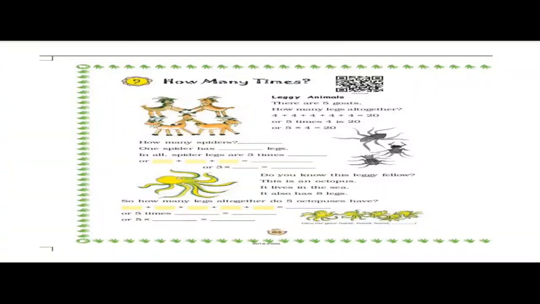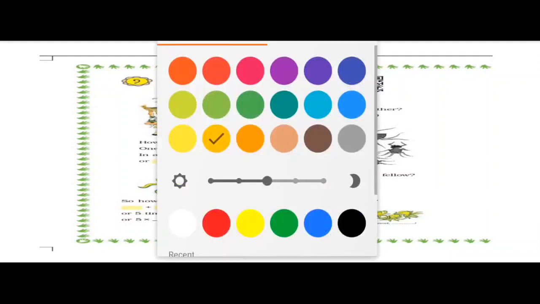Children, this is the first page of the chapter. The name of the topic is leggy animals. There are 5 goats. How many legs together? So all together you can count 4. One goat has 4 legs. So 4 plus 4 plus 4 plus 4 plus 4. There are 5 goats. So you will count 5 times 4. That is equal to 20. Or you can simply write 5 into 4 is 20.